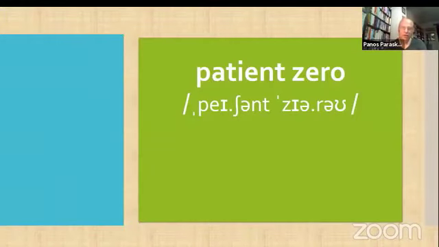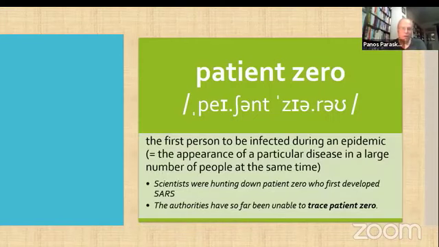So the first one is patient zero. Patient zero is the first person to be infected during an epidemic, and as we said, epidemic from last time. It's when a particular disease appears in a large number of people at the same time.